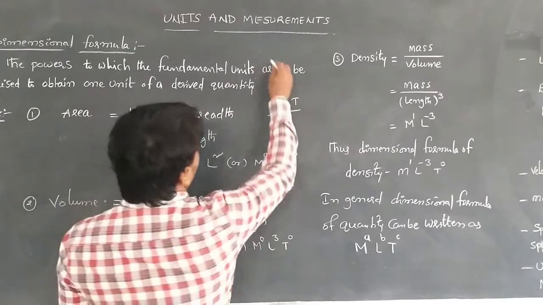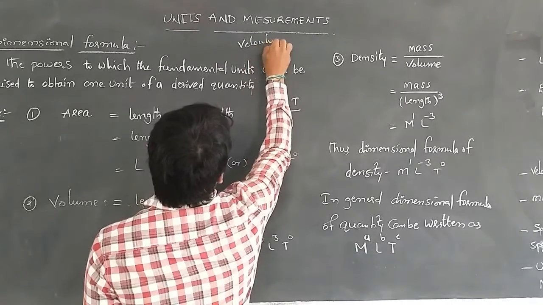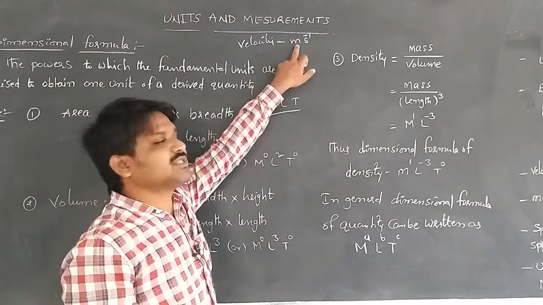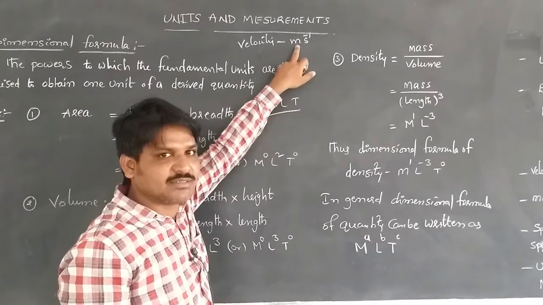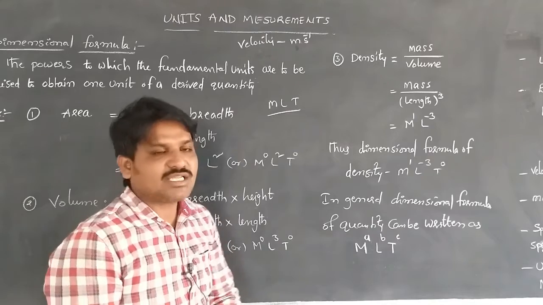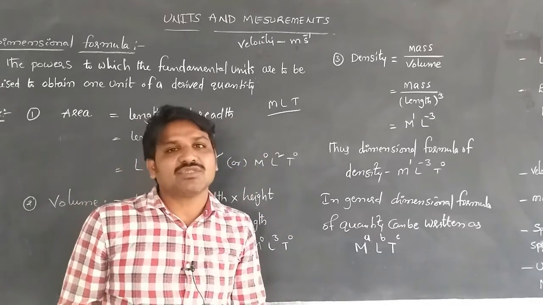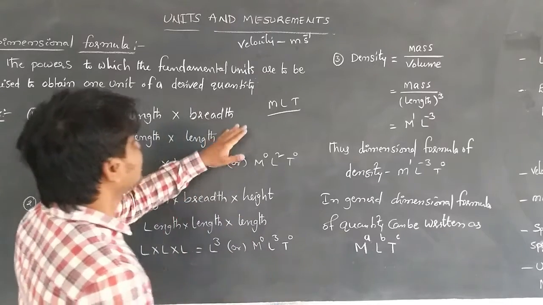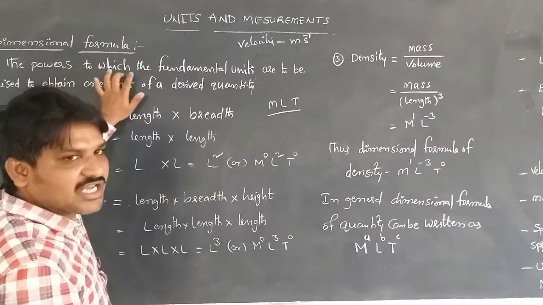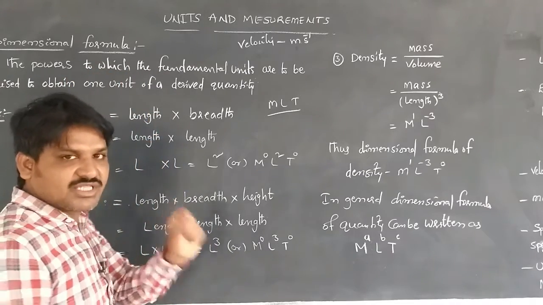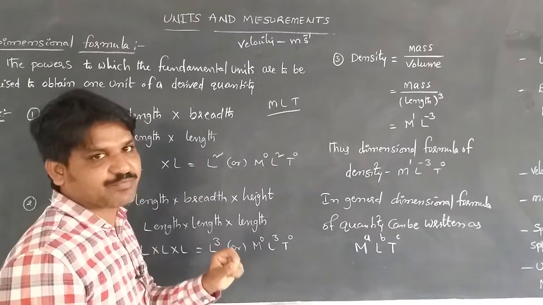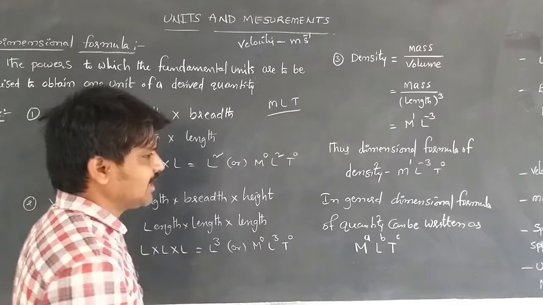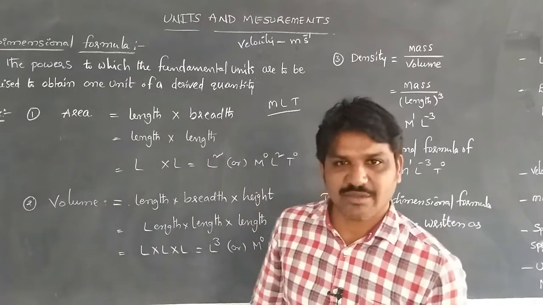For example, velocity. In the case of velocity we denote it with meter per second. Meter is a fundamental unit, and second is also a fundamental unit. So here we expressed the derived quantity in terms of fundamental units. That's why we can say the powers to which the fundamental units are to be raised to obtain 1 unit of a derived quantity is called the dimensional formula.